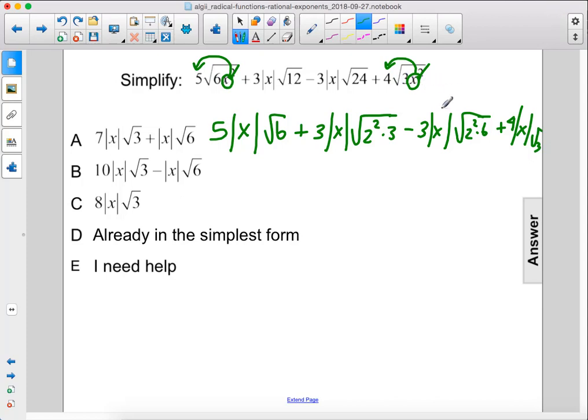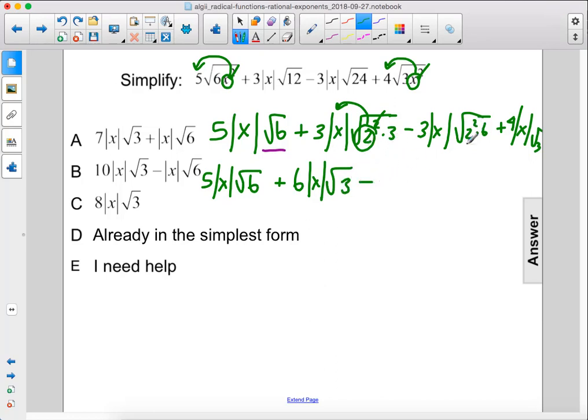Alright, so let's see what we have here. We have some like terms. We have the square root of 6 and the square root of 6. If we simplify this further, let's do that before we combine like terms. X times the square root of 6 plus, so this 2 squared, the squared cancels out, the 2 moves out front. So 2 times 3 is 6 times the absolute value of x times the square root of 3, because there's a 3 left over.